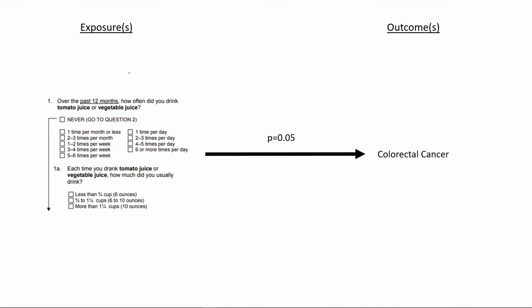Next, we'll have an example of how researchers may use this data. Imagine we wanted to investigate the relationship of tomato juice or vegetable juice intake in colorectal cancer. This question may look familiar as it is the first question of the DHQ1 food frequency questionnaire you just did. If we send and receive this one question to a random sample of the population, we can compare those answers to an outcome database of colorectal cancer cases. This one-to-one exposure would appropriately have a p-value of 0.05 to reach statistical significance, as we are only making one comparison.